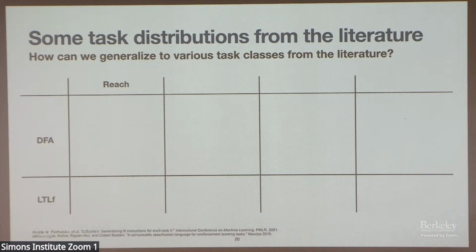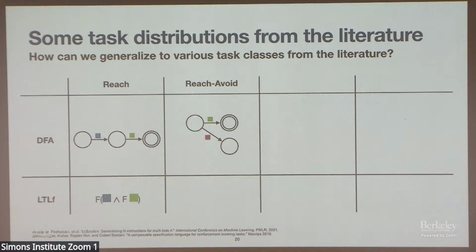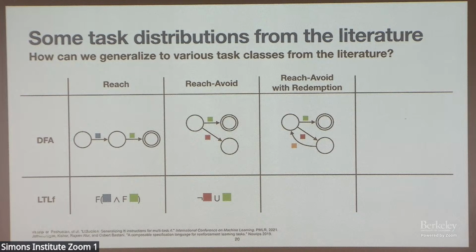So one task that is used, we call them reach tasks, sometimes called partially ordered tasks. You just give an ordering over your symbols, and it can be represented with an eventually operator in LTL. You can have reach-avoid tasks where you're trying to reach a symbol while avoiding something else, and they can be written using an until operator. And then we define a variation of reach-avoid, like reach-avoid with redemption, where you have another symbol that takes you back to the other state. And they can also be represented in LTLf.